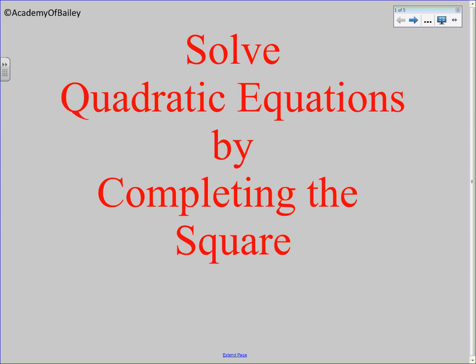Okay, we're going to add one more method for you to solve quadratic equations to your repertoire, and that's going to be called completing the square.